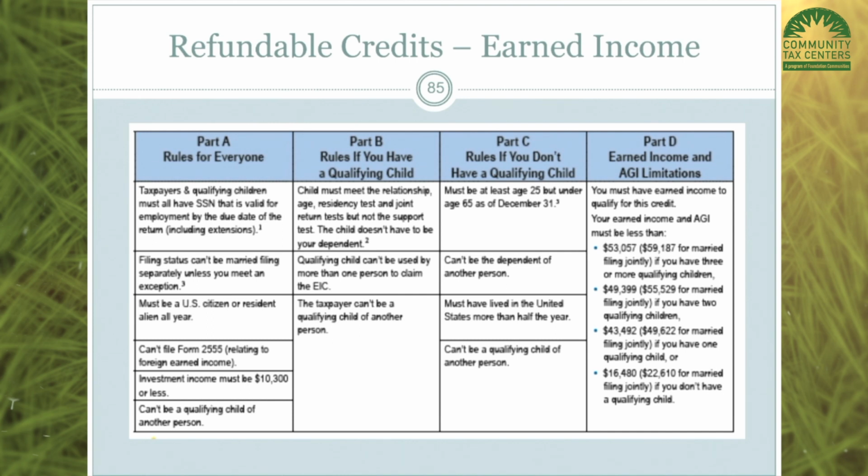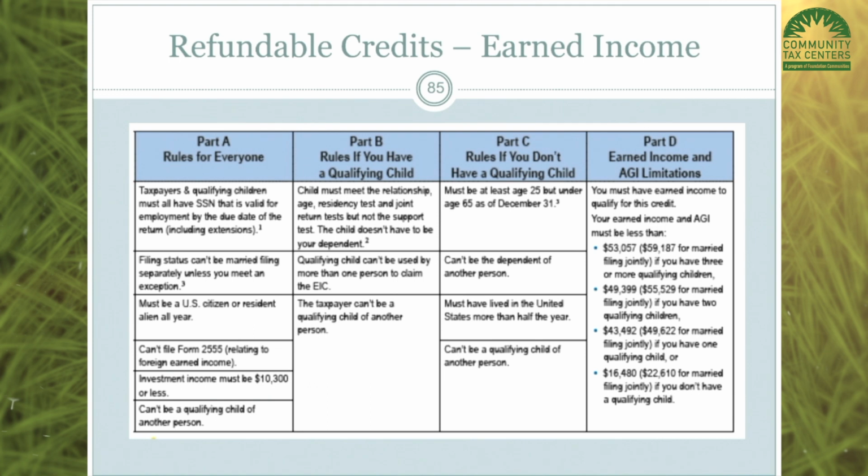That example that I said, there's only one of those parents, the custodial parent, that is claiming that child for the earned income credit. And again, the taxpayer cannot be a qualifying child of another person. So those are the rules if you have a qualifying child, but maybe it's somebody that's filing just a single return, they have no dependents on there. Can they qualify for the earned income credit? Yes, they can if they meet these qualifications.